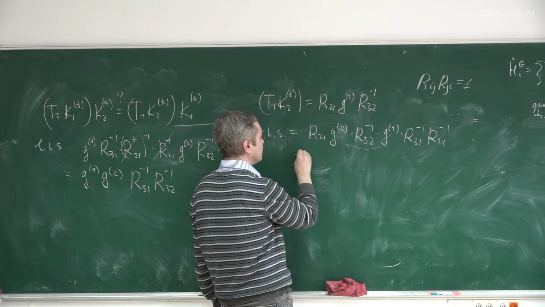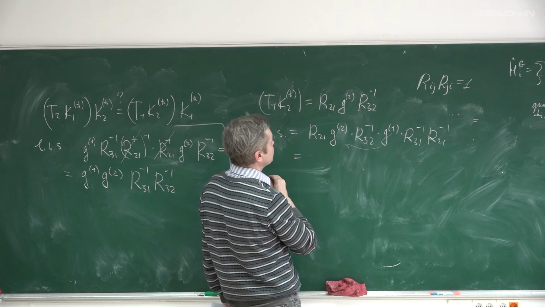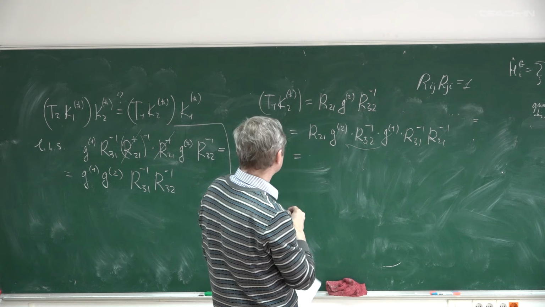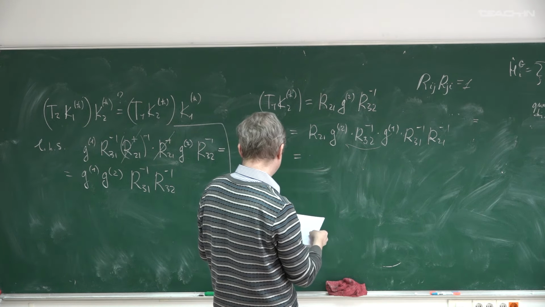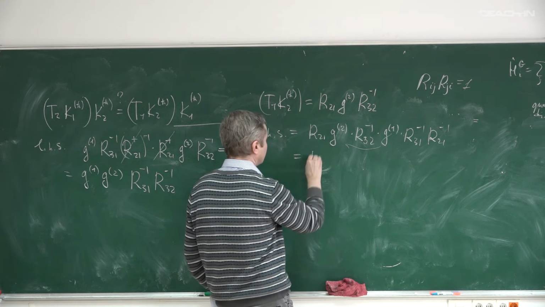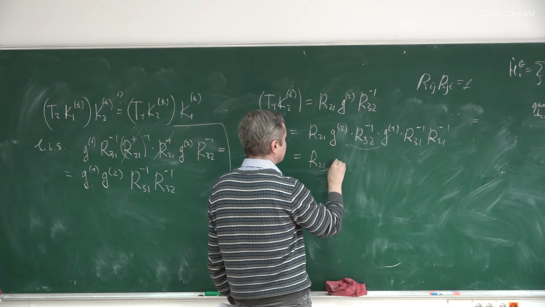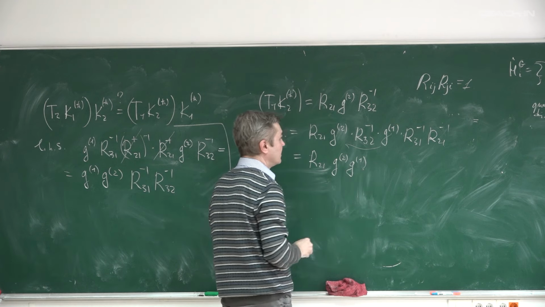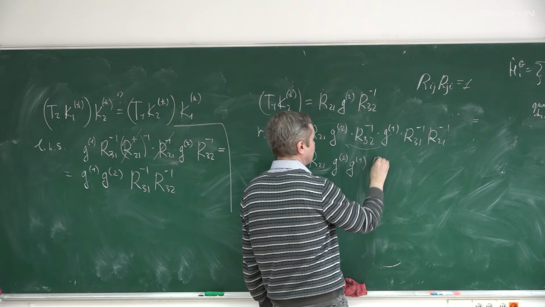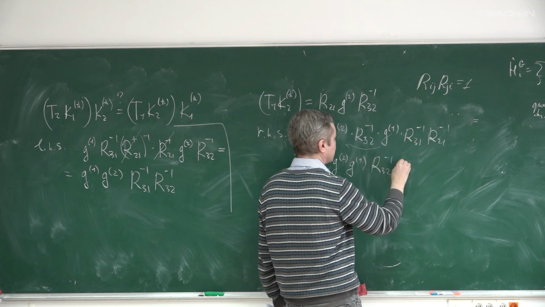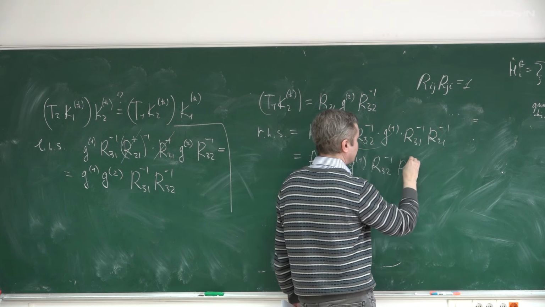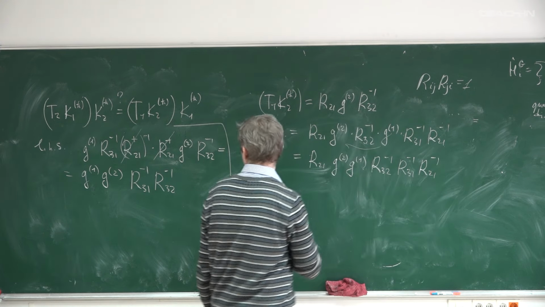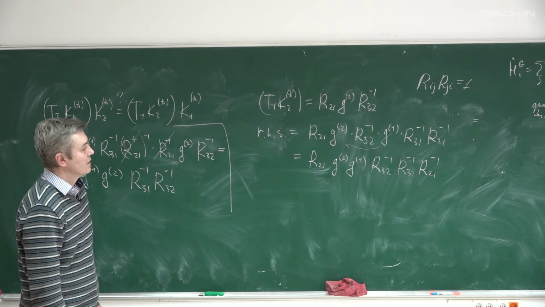So it is equal to R21, G2, G1, and then R32 inverse, R31 inverse, and R21 inverse.